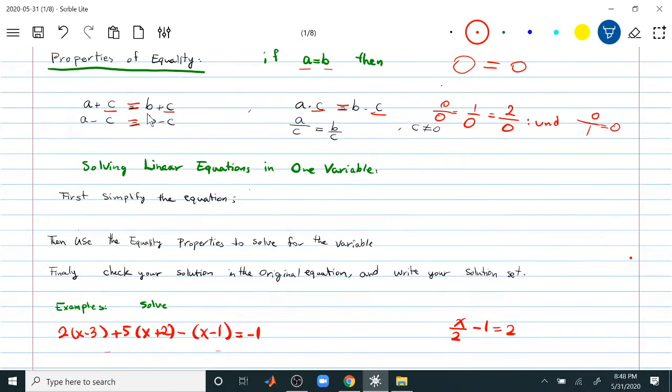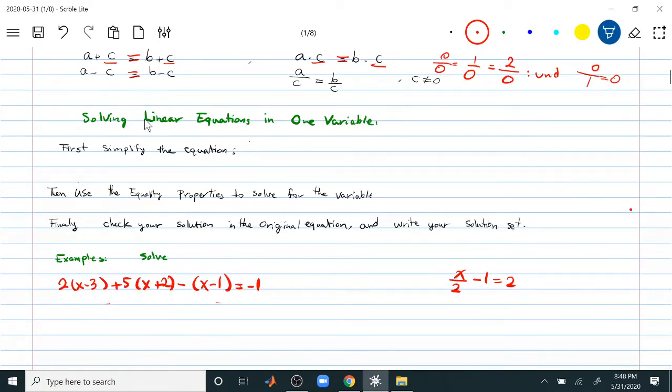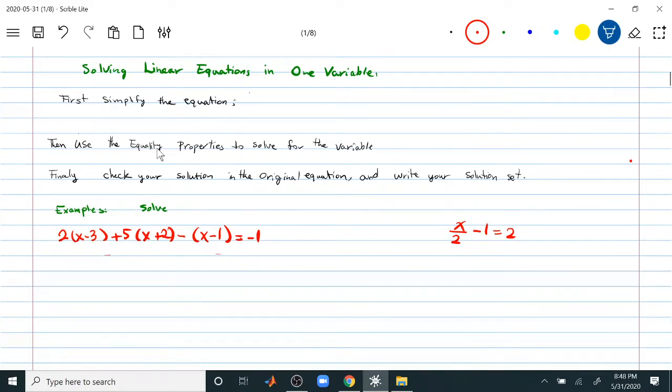We will use this idea to solve equations, specifically linear equations, and later on we'll use it for other types of equations. So, linear equations in one variable. How do we solve them? The textbook will provide you like 6 or 7 steps. I combined all these steps into 3.